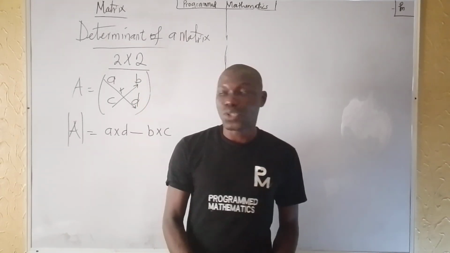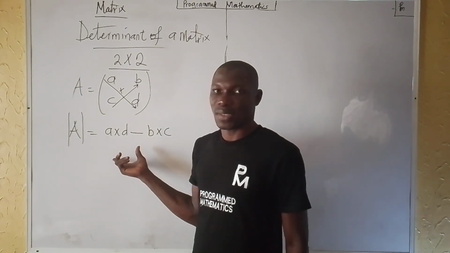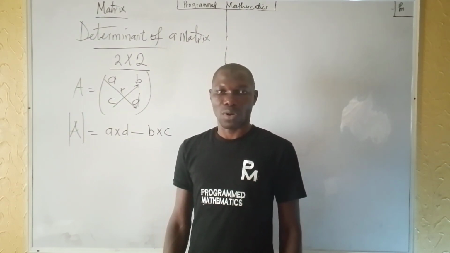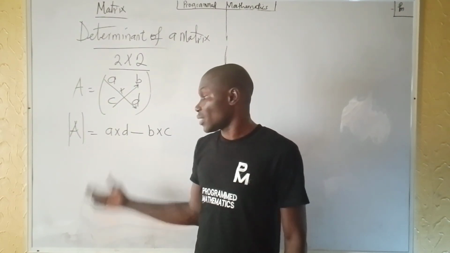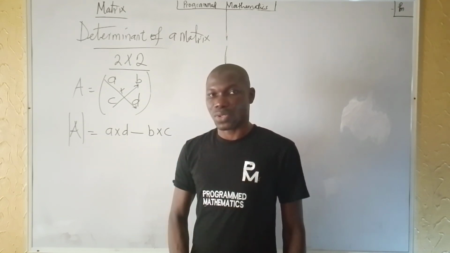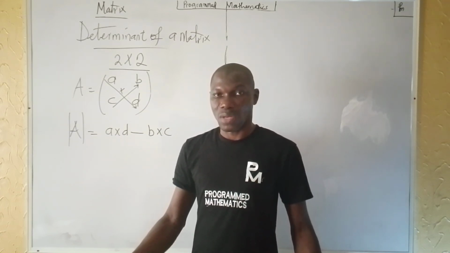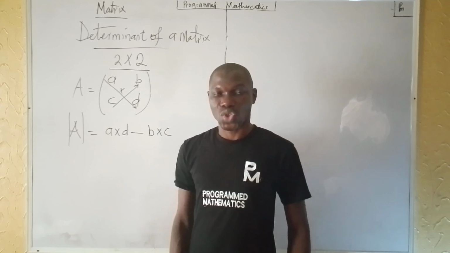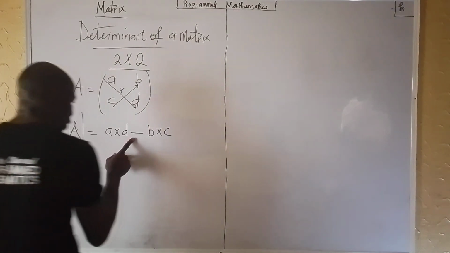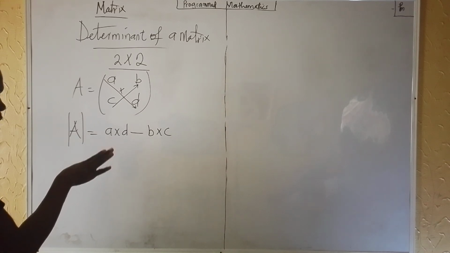In another separate video, I will show you why this is a minus. We actually derived this through solving a simultaneous equation problem. This happens to be the denominator when you are solving a simultaneous equation problem, possibly using your elimination method or the substitution method. So that's why this is always a minus, not a plus.